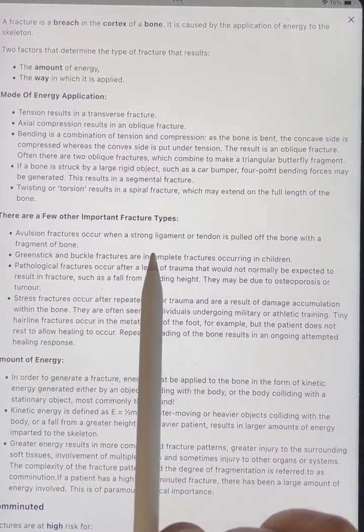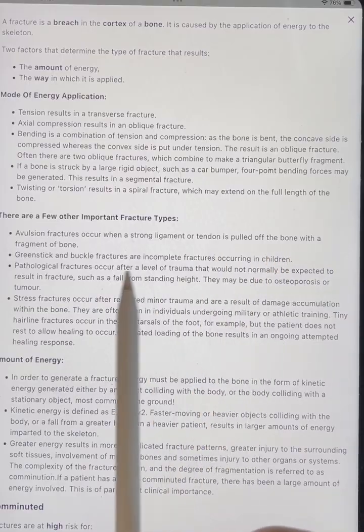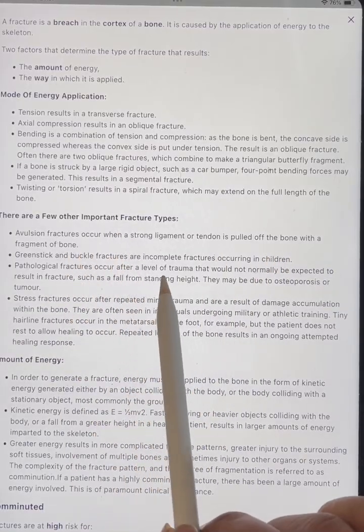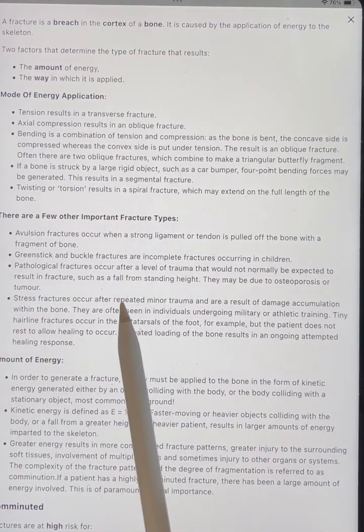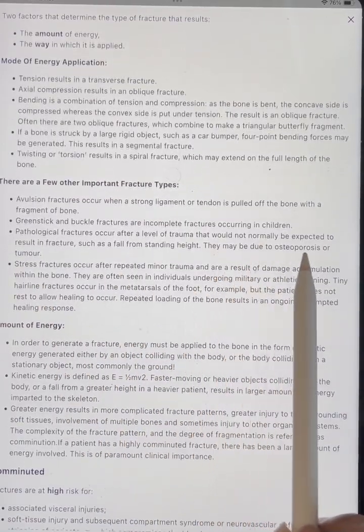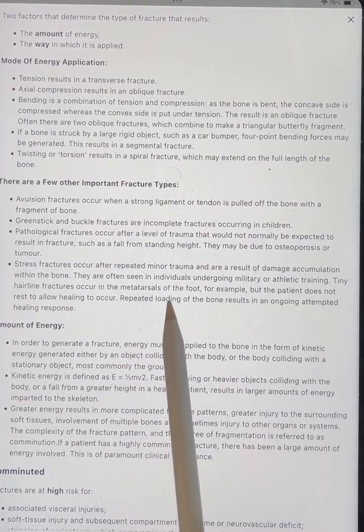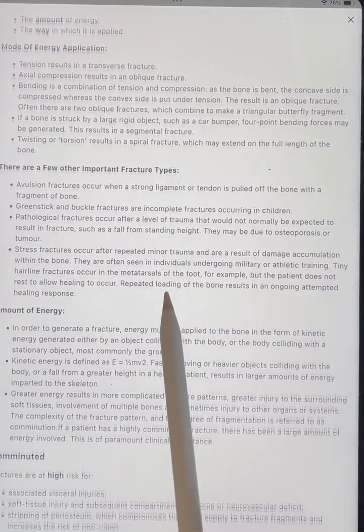Avulsion occurs when a strong ligament or tendon is pulled off from the bone. Greenstick fracture, also called buckle fracture, is an incomplete fracture in children. Pathological fractures occur at a level of trauma not normally expected. Stress fractures: repeated minor trauma may lead to this, such as march fractures and all that.